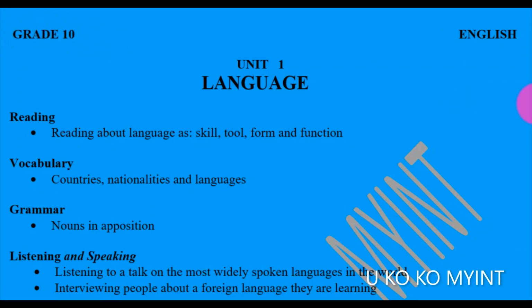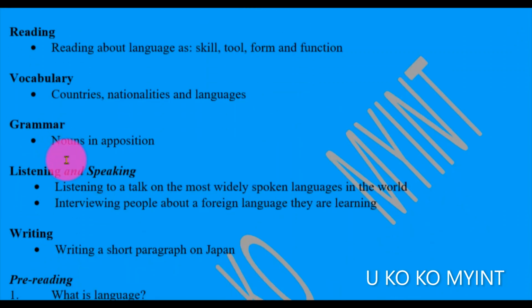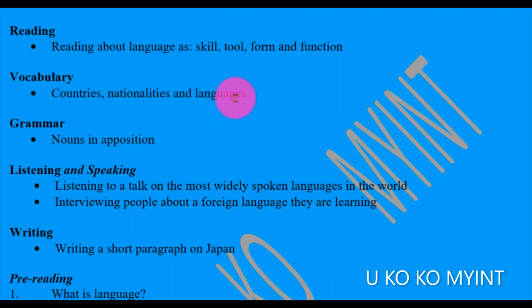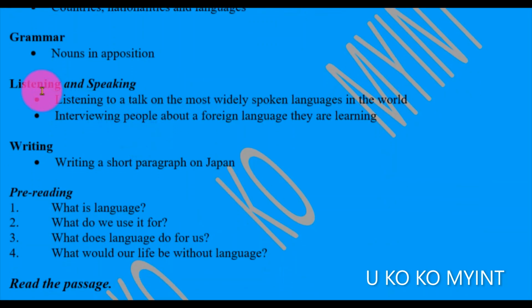Grade 10 English. Unit 1. Language. Reading: reading about language as skill, tool, form, and function. Vocabulary: countries, nationalities, and languages. Grammar: nouns in apposition. Listening and speaking: listening to a talk on the most widely spoken languages in the world, and interviewing people about a foreign language they are learning. Writing: writing a short paragraph on Japan.